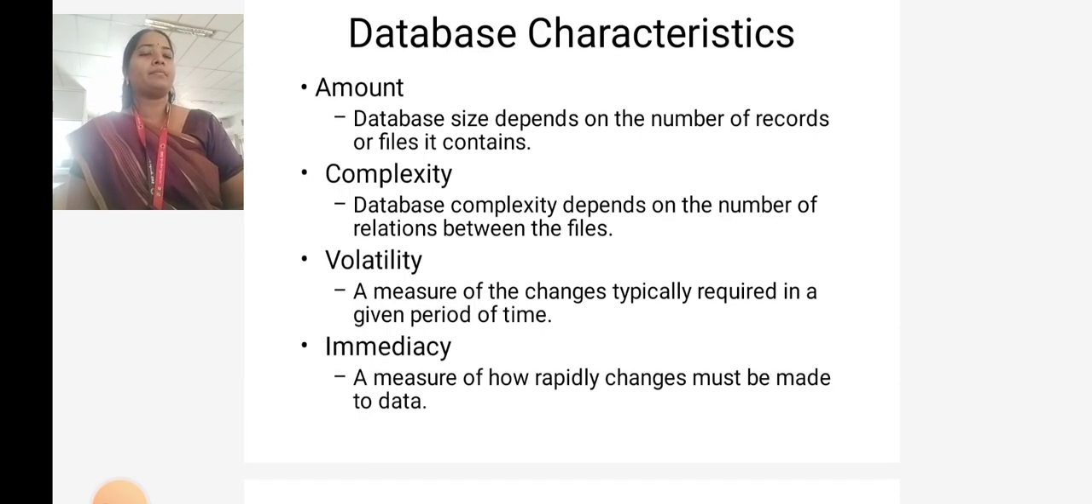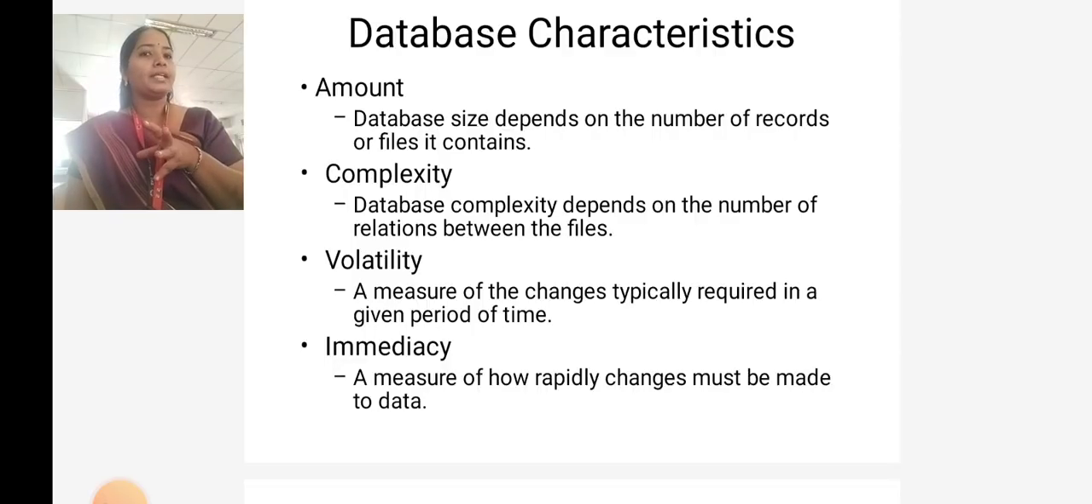What is meant by amount? Amount of data means the quantity of data or the data size, which depends on the number of records or files the database is going to contain. So complexity, in the sense, depends on the number of relations between the files. So there may be more data and more files. So even a single data may be in different files. So accessing is so easy in the database structure.